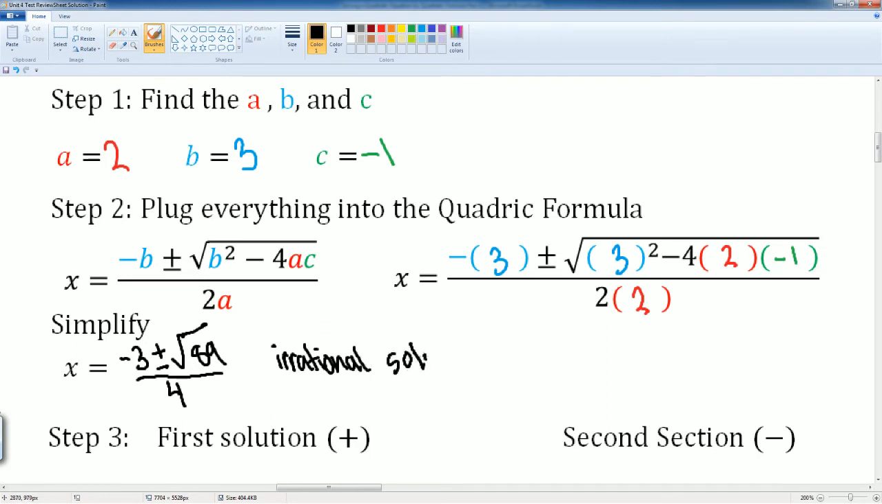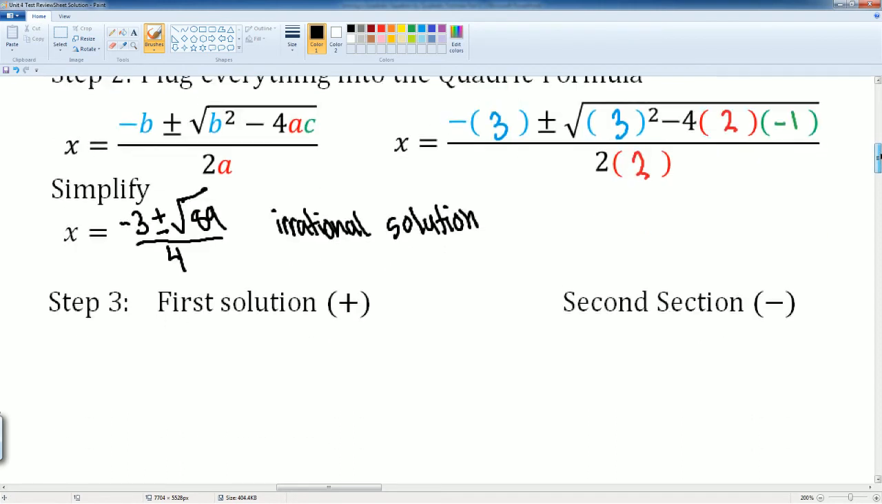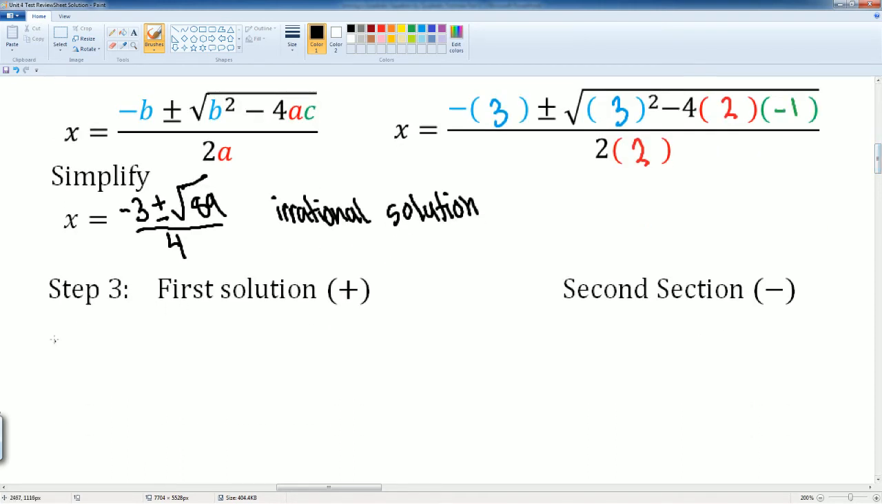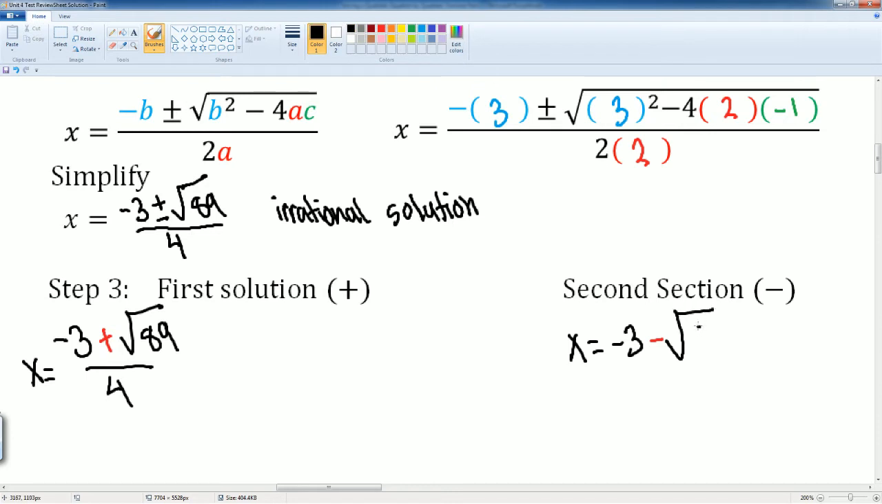All right. So what are your solutions? You have two. The first one is -3 plus radical 89, and divide this by 4. That's your first solution for x. Your second solution would be -3 minus radical 89 over 4.